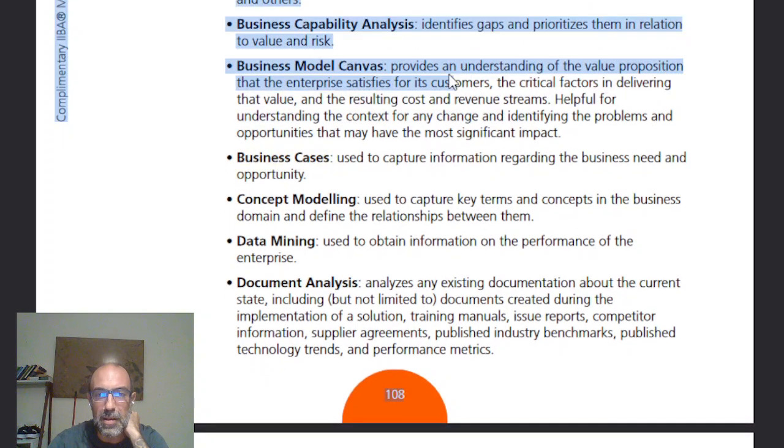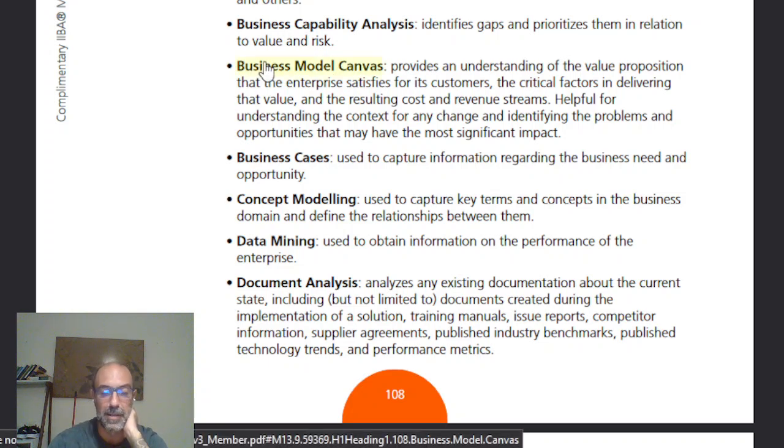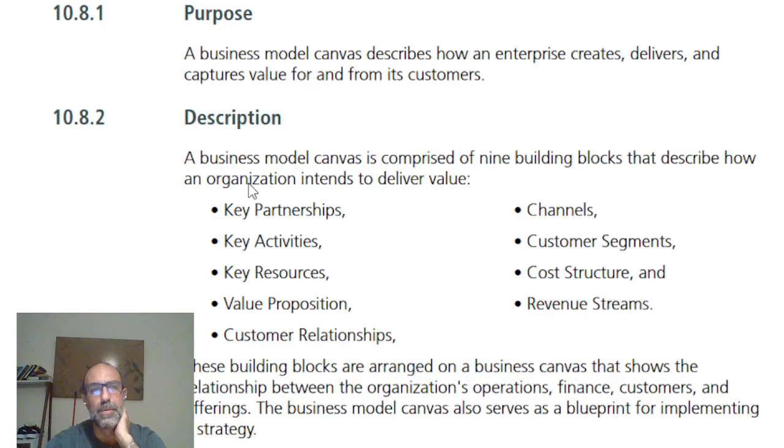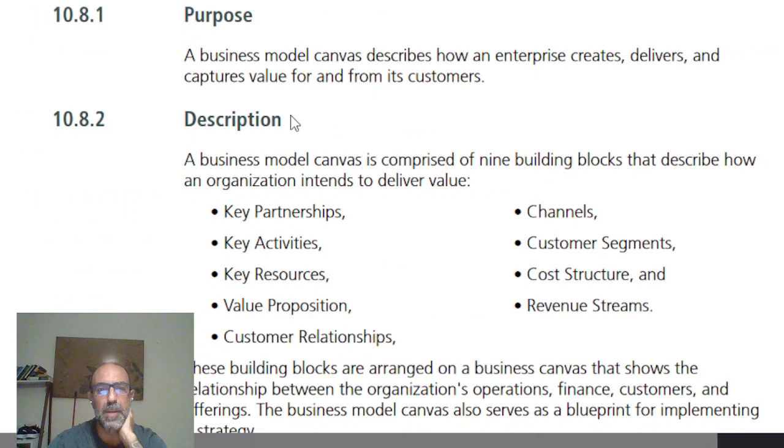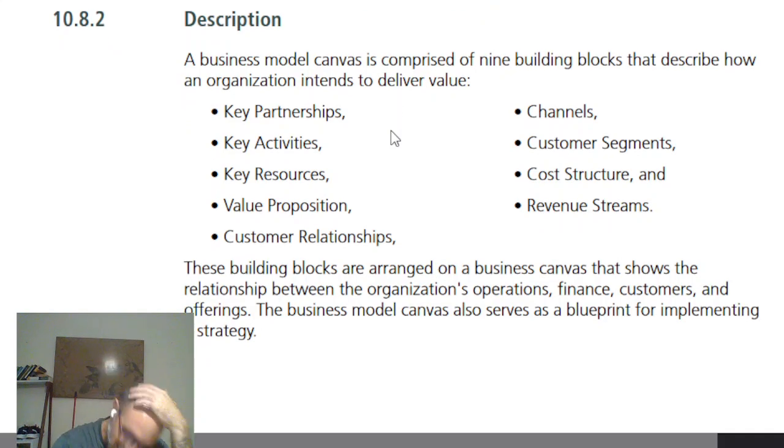I did not want to actually continue with this because this is basically you create the model, right? The critical factors in delivering that value, and the result provides an understanding of the value proposition that the enterprise satisfies for its customers. So like we're creating that. I'm reading it for you. The business model canvas is basically the purpose. The business model canvas describes how an enterprise creates, delivers, and captures value. It is comprised of 9 building blocks that describe how an organization intends to deliver value. So I'm glad I went back to it, because I thought we were going to get back to it later, but now that's a sneak peek.